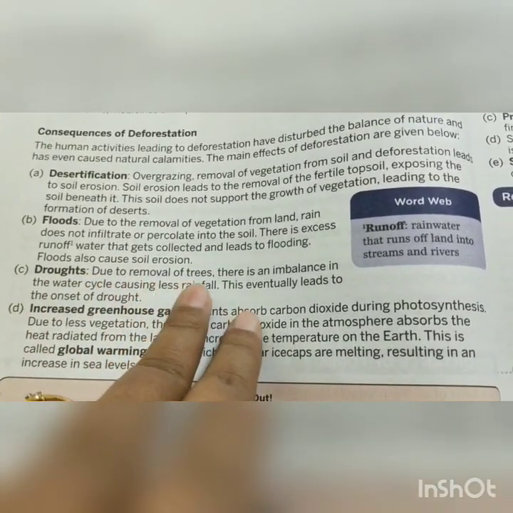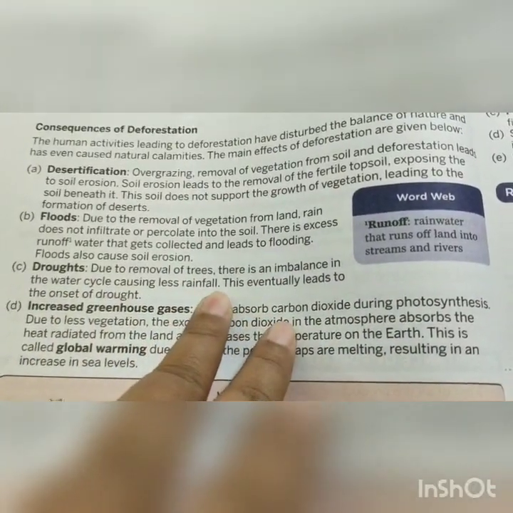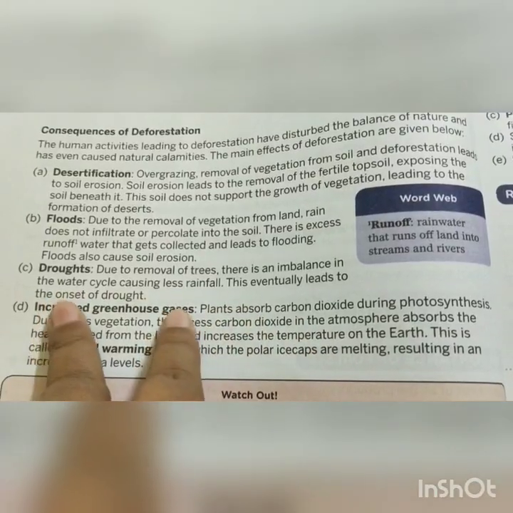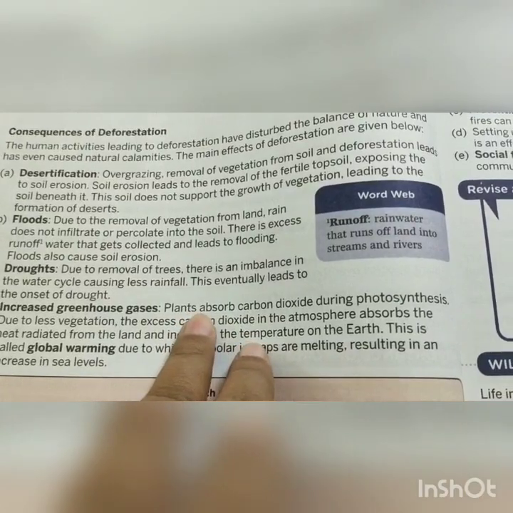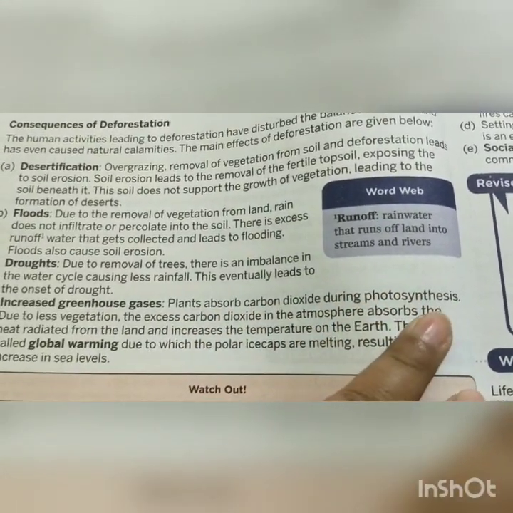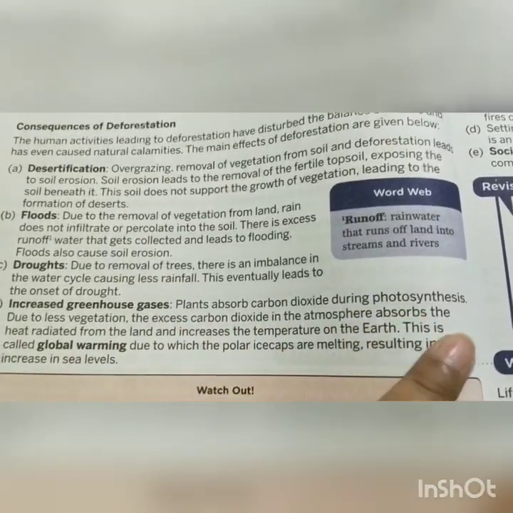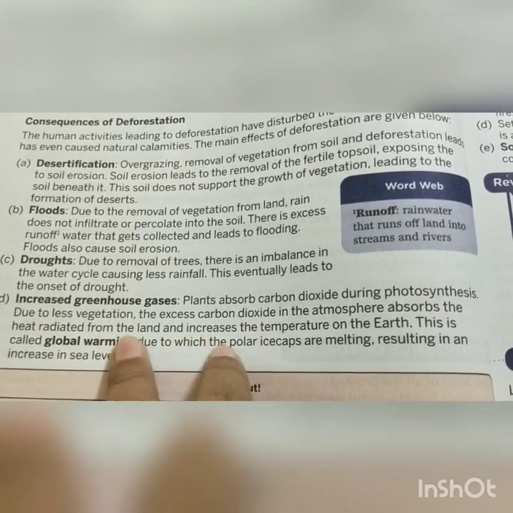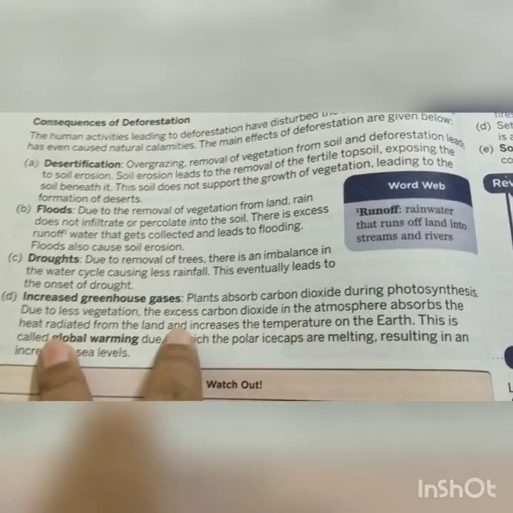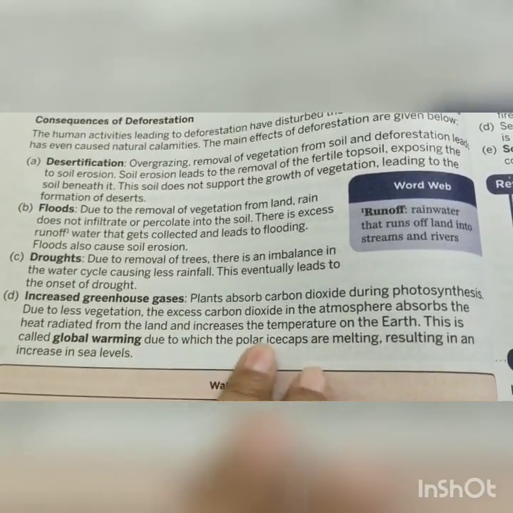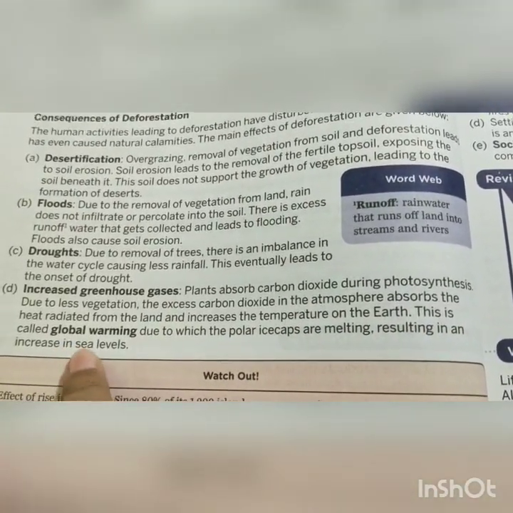Drought. Due to the removal of trees, there is an imbalance in the water cycle causing less rainfall. This eventually leads to the onset of drought. Increased greenhouse gases. Plants absorb carbon dioxide during photosynthesis. Due to less vegetation, the excess carbon dioxide in the atmosphere absorbs the heat radiated from the land and increases the temperature on the earth. This is called global warming, due to which the polar ice caps are melting, resulting in an increase in sea levels.